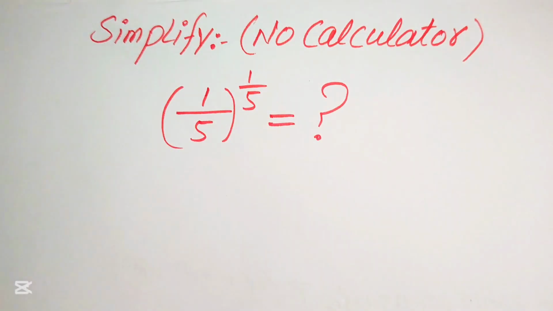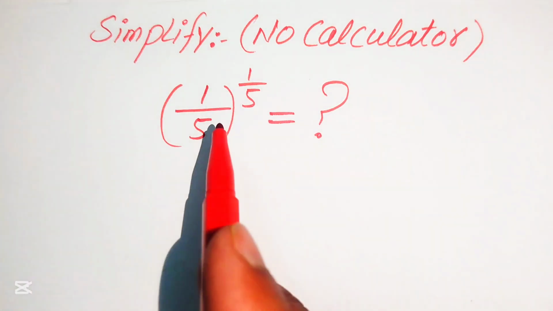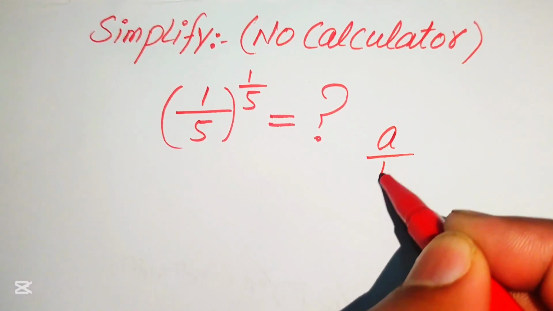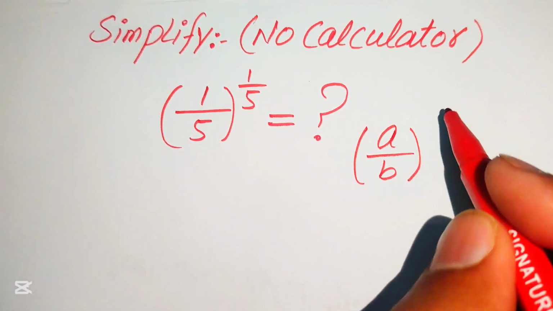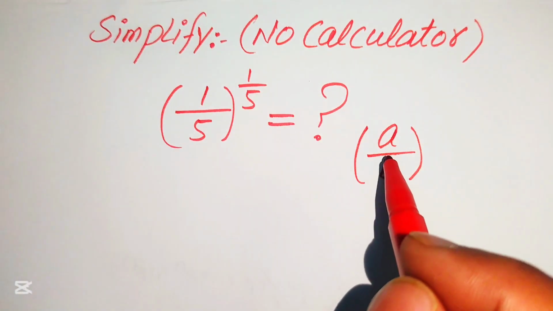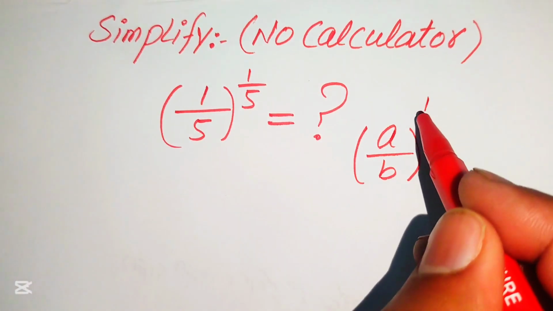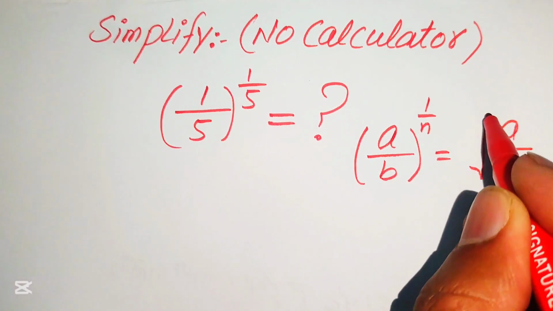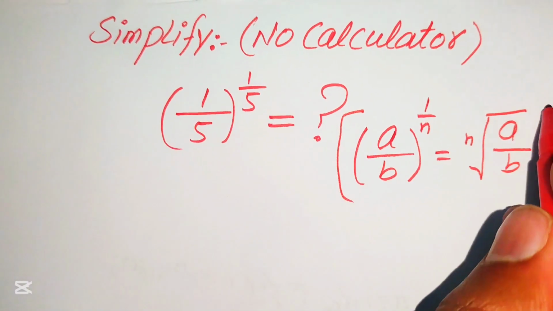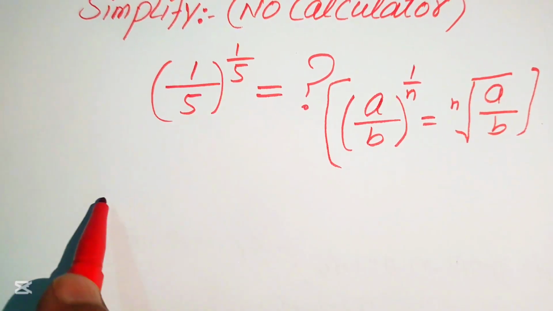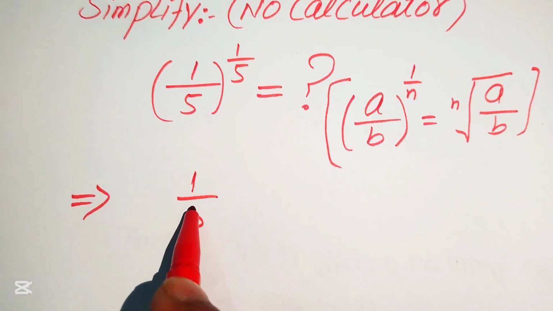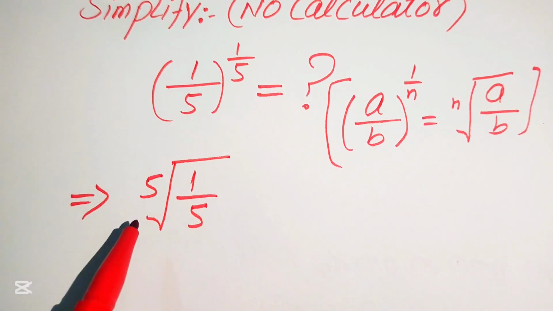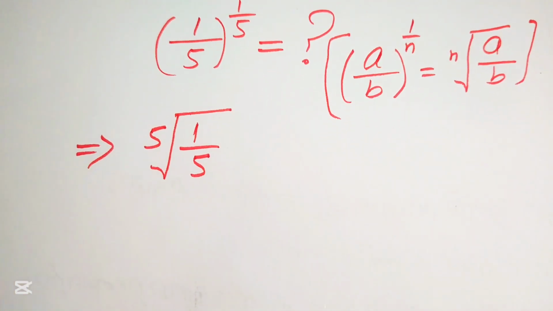The exponent of this term is 1 over 5, and we write this exponential form in radical form. If you have a over b to the power of 1 over n, we write it as the nth root of a over b. According to this exponent law, we write this term as the fifth root of 1 over 5. So here we convert the exponential form into the radical form.